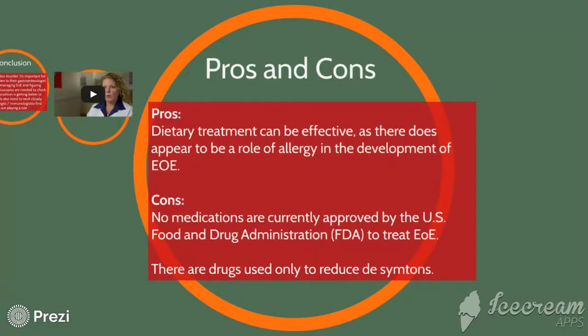Pros and cons. Pros: dietary treatment can be effective, as there does appear to be a role of allergens in the development of EOE. In the cons, we have that no medications are currently approved by the United States Food and Drug Administration to treat EOE. There are drugs used only to reduce the symptoms.